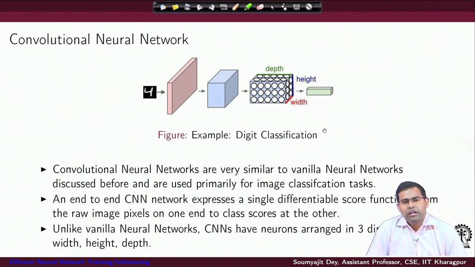Let us understand that an input image always forms a very regular structure. It is going to be a multidimensional matrix, where each of the pixel values is encoded corresponding to different channels of colors, right. And given that an image has certain intrinsic properties, the convolutional neural network makes use of those properties to decide its architectural primitives. An end-to-end convolutional neural network will express a simple differentiable score function. It will essentially map the raw image pixels from the input to class scores at the other end.